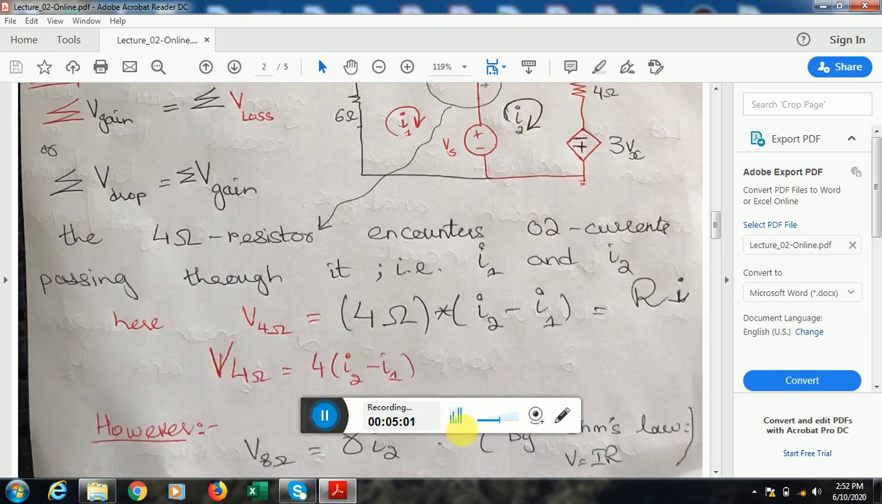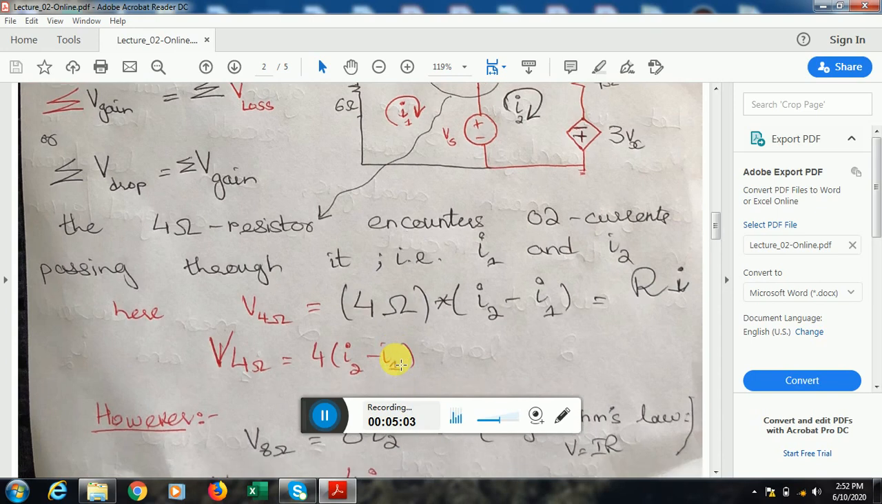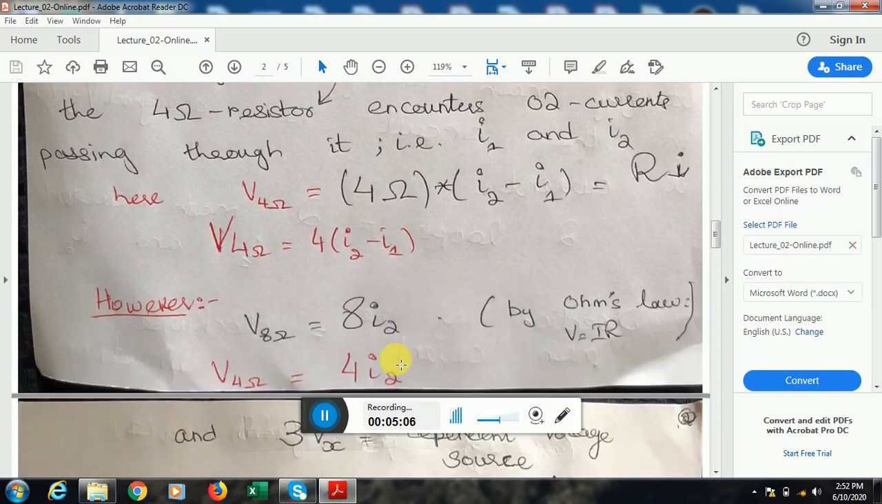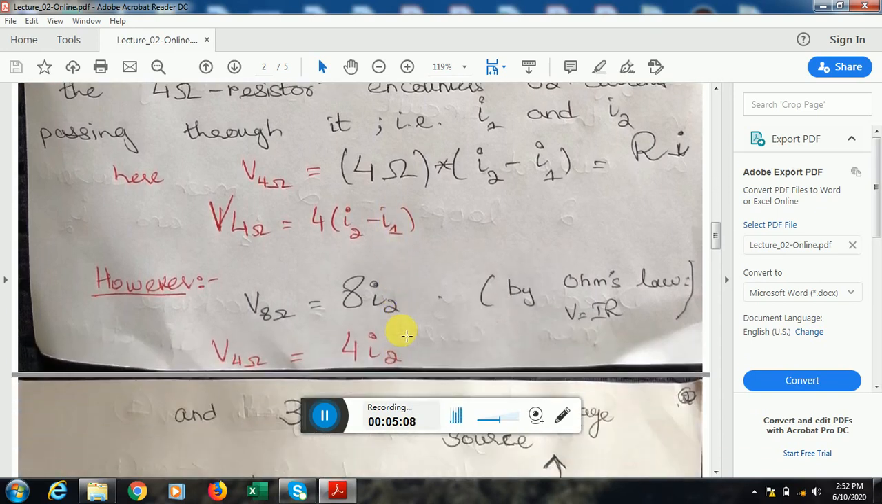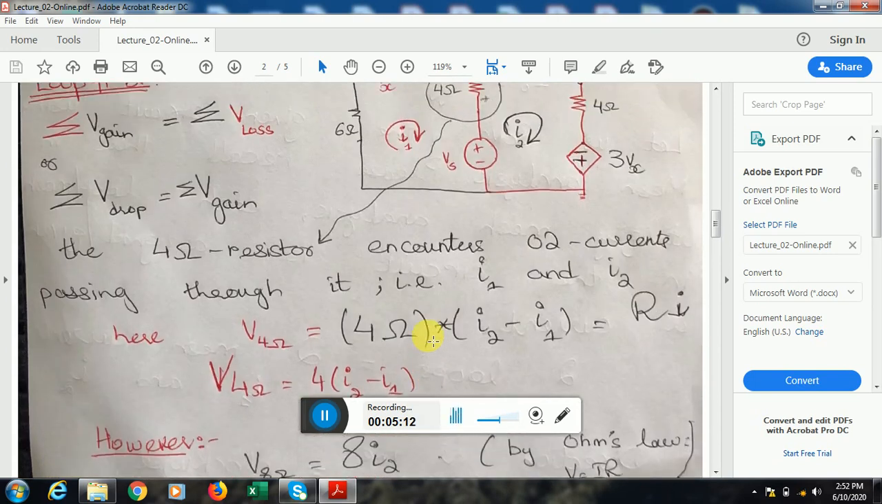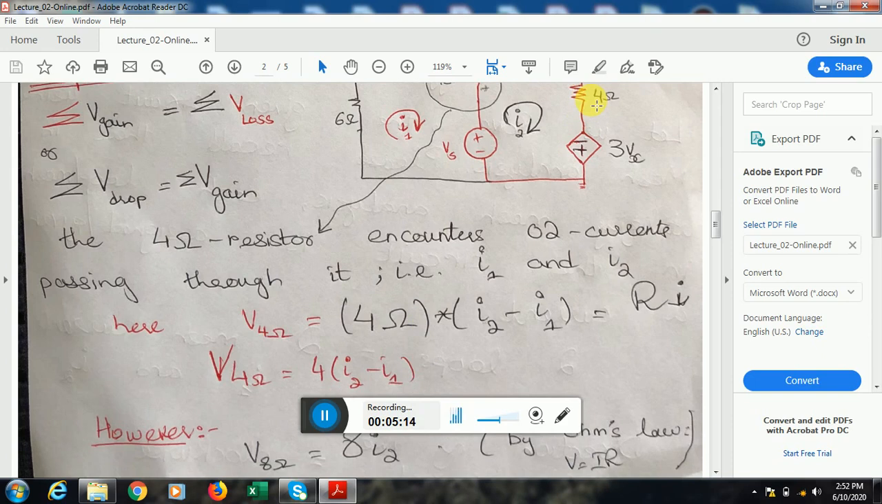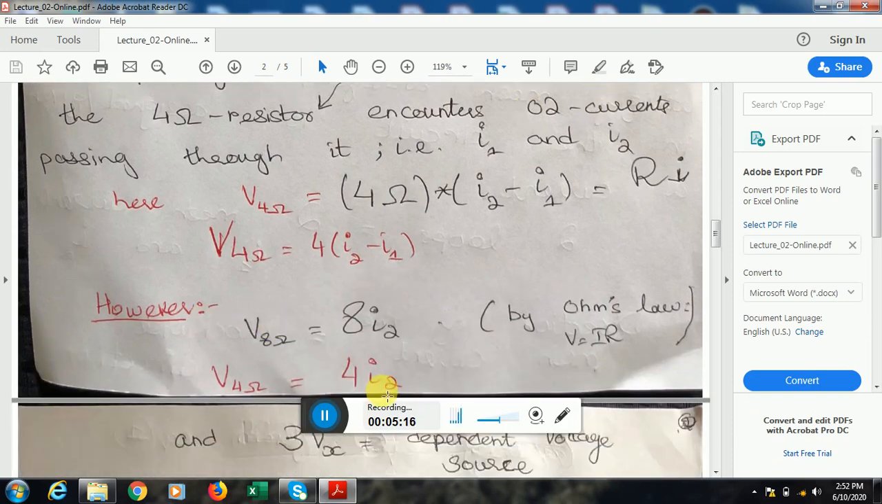As I told you, the 4 ohm resistor value will be found in this way, and the 8 ohm is 8I2, simple. Then the other 4 ohm at the rightmost side, I'm talking about this resistor, the voltage across this will be 4I2.